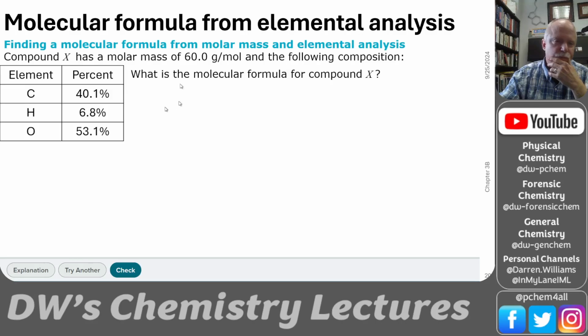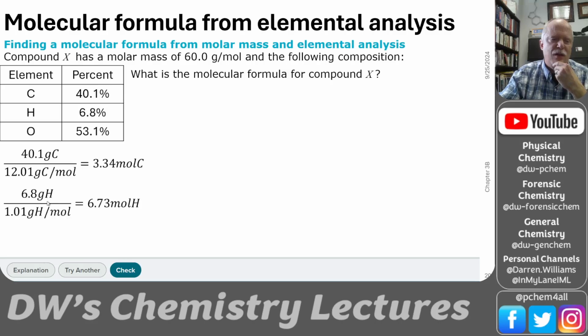Okay, let's do another one. So now this molecule has 60 grams per mole. So it's a totally different molecule, but it may have the same empirical formula. So if we look at this, 46.8 and 53, it looks very similar to the one we did before. Not exactly the same in terms of its percent composition, because every experiment is a little different. But we divide the 40 for carbon by 12, divide the hydrogen by 1, divide the oxygen by 16, and we end up with 3.34 moles of carbon, 6.7 moles of hydrogen, and 3.32 moles of oxygen.